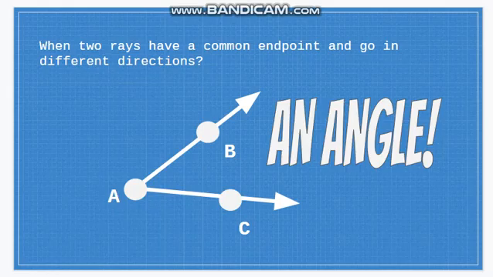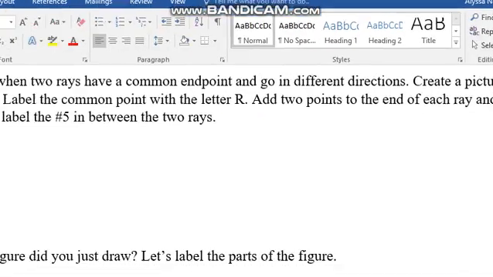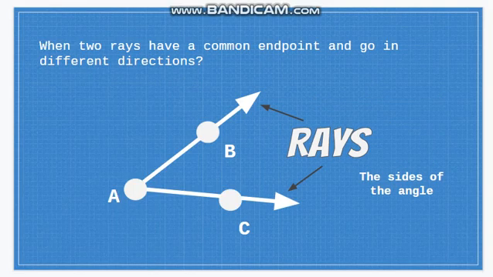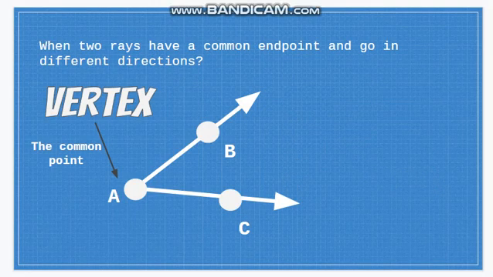Now, when lines intersect or segments intersect, they also create an angle. But this freestanding, just two rays together, is the most basic definition of an angle. So we want to label our parts. So on that, right here where you just drew your angle, you want to label your rays. Rays are the sides of the angle, and the vertex is the shared point. The vertex is where those two rays meet.